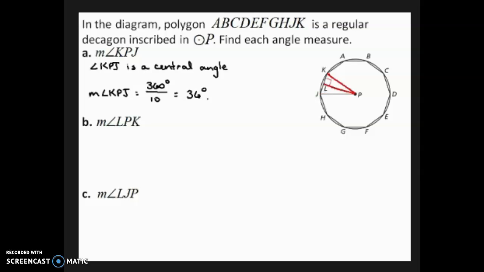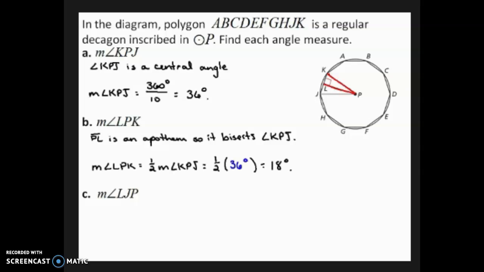Part B. The measure of angle LPK. Line segment PL is an apothem, so it bisects angle KPJ because it is an altitude of triangle KPJ. So the measure of angle LPK equals 1/2 times the measure of angle KPJ, which equals 1/2 times 36 degrees, which equals 18 degrees.